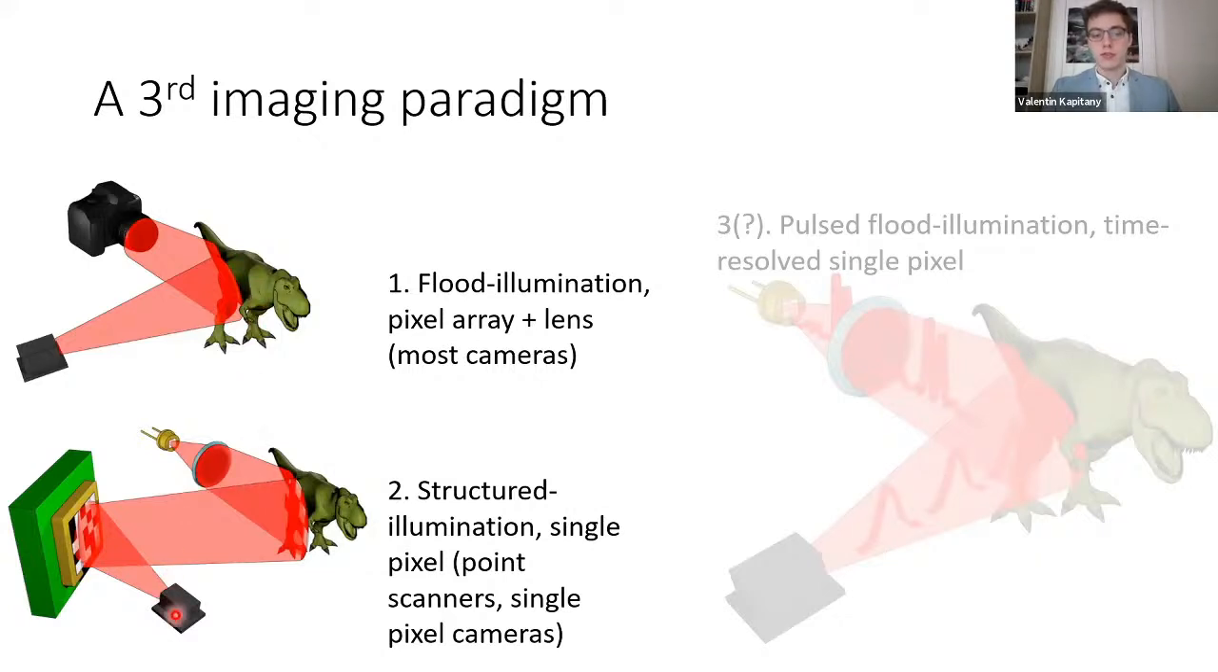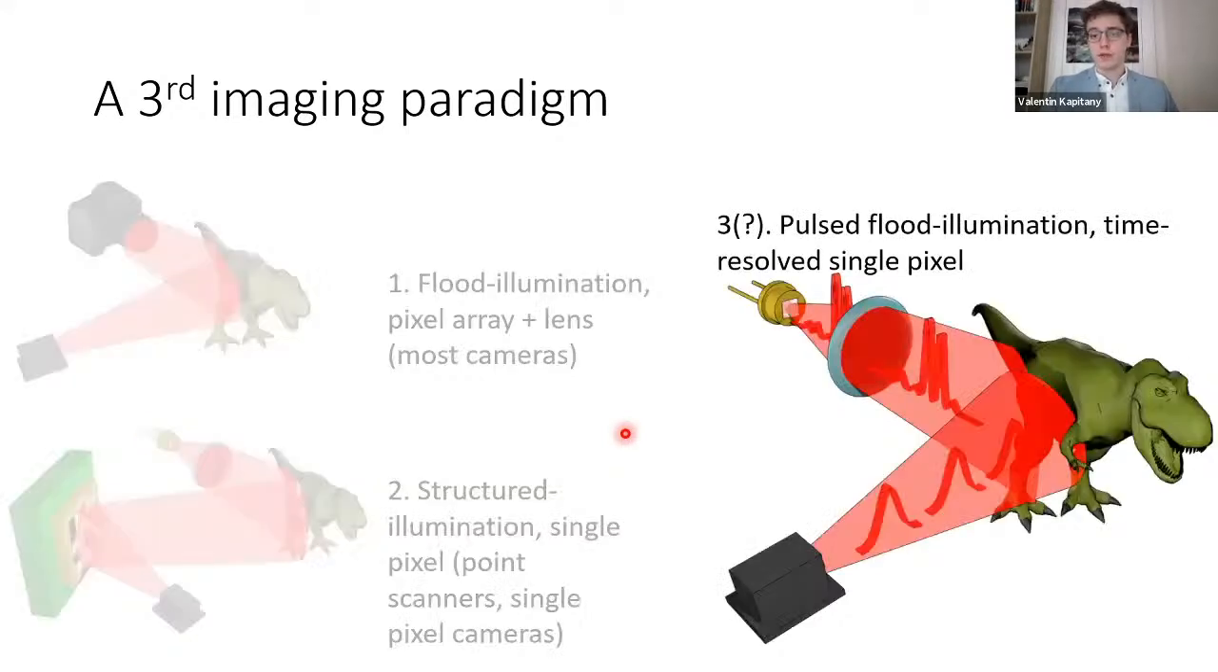Another method is to use structured illumination. So we illuminate a scene with structured light, sample it onto a single pixel, and then we build up our image of our scene using several different patterns. For instance, this is how point scanners work. They would scan through the scene, or how single pixel cameras also work.